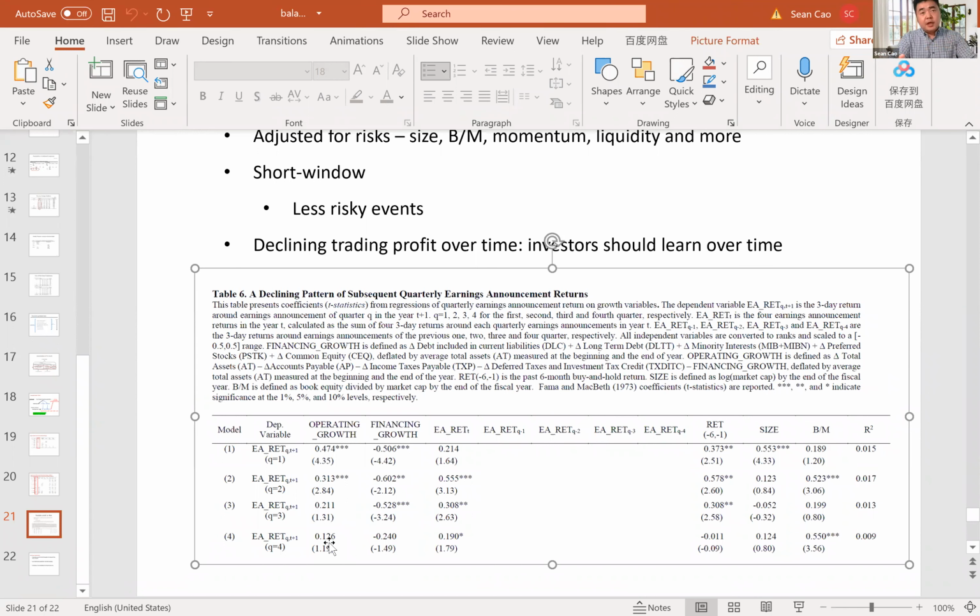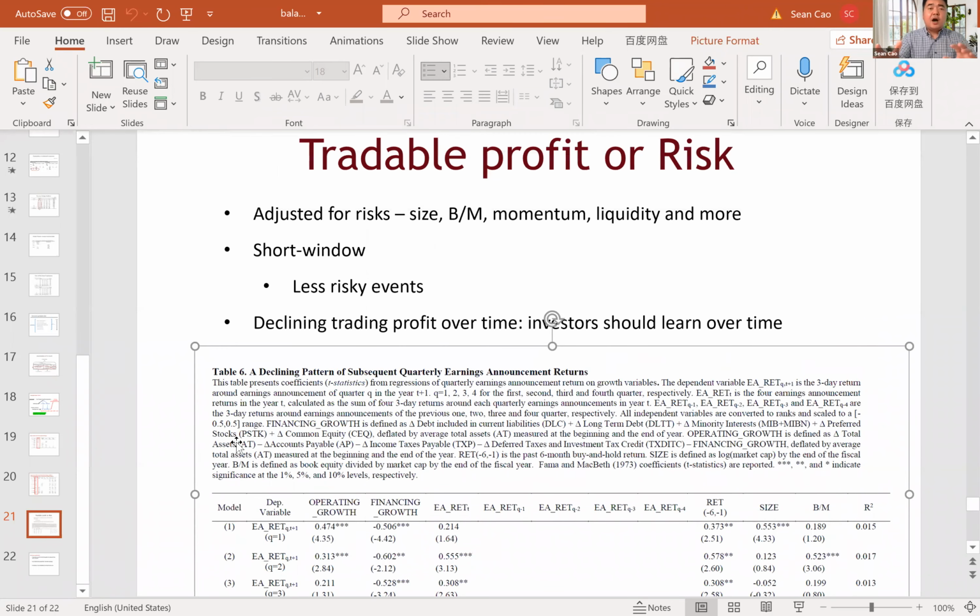Just to put it simply, if you see the declining pattern over future periods, that's good. That means you know something other people don't know. If it's continuing to be significant, that's considered a risk. So this is the way we distinguish between tradable profit and risk. You can adjust for size, momentum, and a lot of things. One approach is you can do the short window. You can see the declining pattern. That's a method we use to make sure this is a tradable profit, not risk.